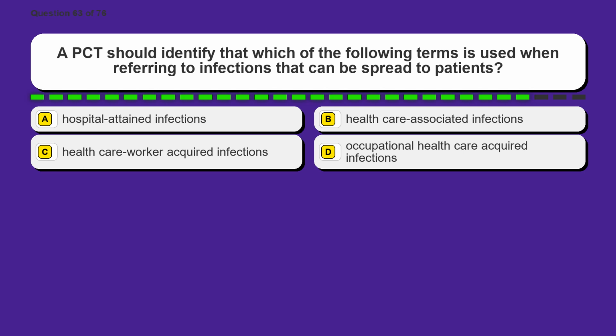Question 63. A PCT should identify that which of the following terms is used when referring to infections that can be spread to patients. Option A. Hospital-attained infections. Option B. Healthcare-associated infections. Option C. Healthcare worker-acquired infections. Option D. Occupational healthcare-acquired infections.